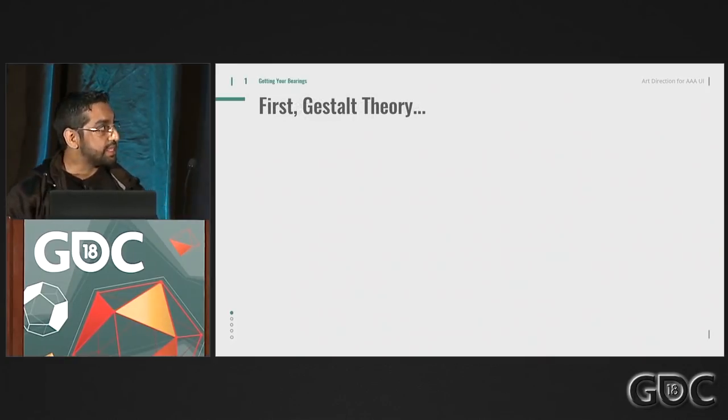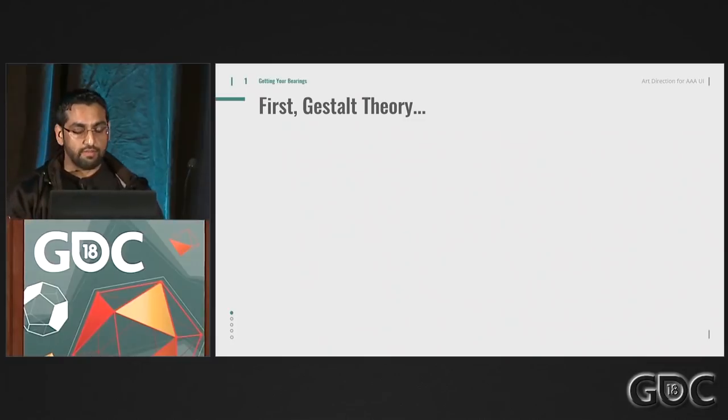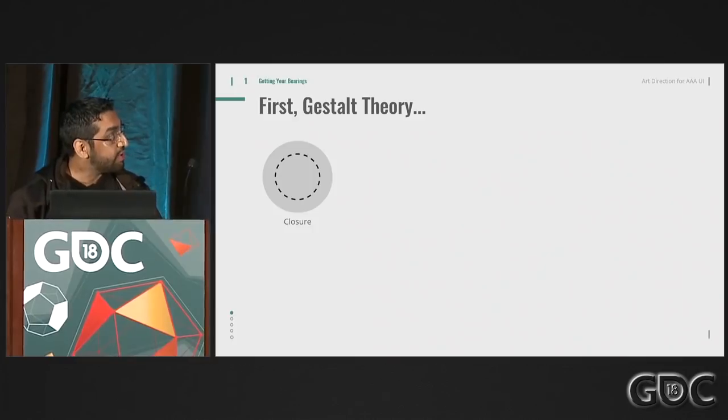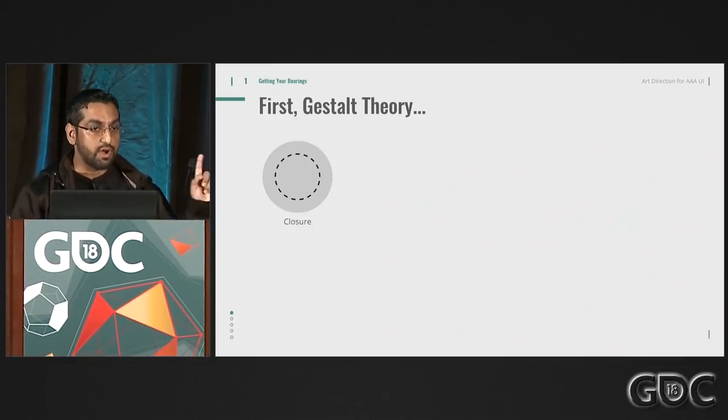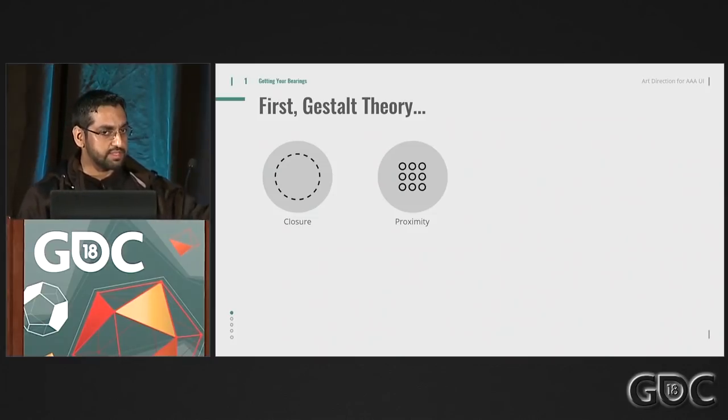Speaking of theory, gestalt theory is actually extremely important when it comes to UI design, and in design in general. There's a set of rules that we can follow to make sense of what we want to design. These principles are based on cognitive research and how we perceive the world through our senses. So closure: we have the circle, but it's not actually a circle, it's just a dotted line. But our brains perceive that as a circle because it likes to close gaps. Proximity: these things are close together, so our brains are picking up that this is maybe a group.